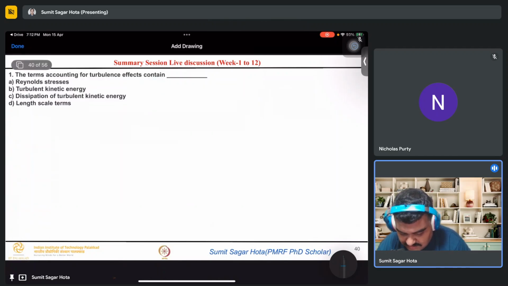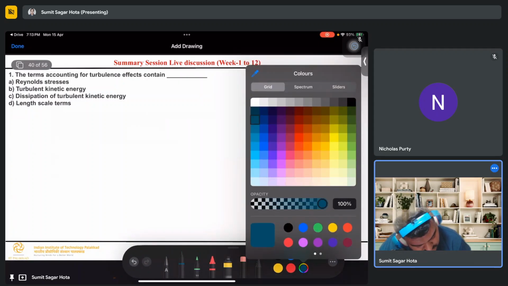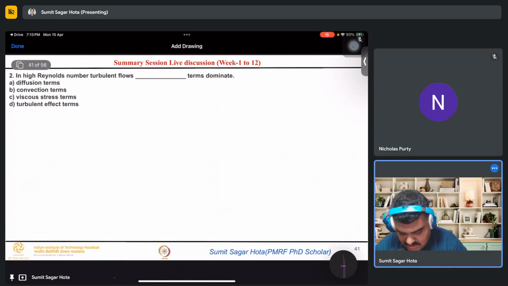Now we'll quickly solve some MCQs. The terms accounting for turbulence effects contain what? Obviously, the answer for this is Reynolds stress. In high Reynolds number turbulent flows, the dash terms dominate. The term which affects the turbulent effect will dominate.